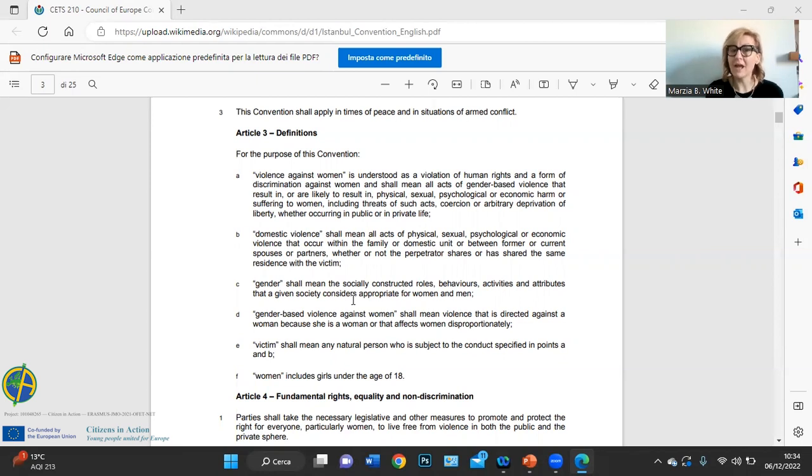Victim shall mean any natural person who is subject to the conduct specified in points A and B. And women, of course, includes girls under the age of 18. I suggest you read the whole convention because it's a very, very important tool.